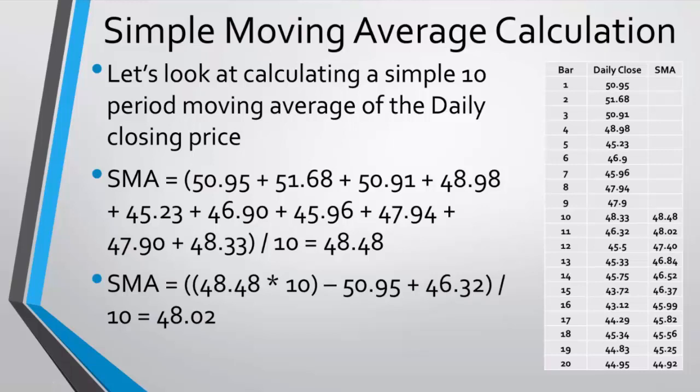Now, when you want to calculate the next one, the easiest way to do it is take that 48.48, multiply it by 10. That gives you your old sum. Subtract the first data point that's going to fall off, because as you move forward, the old data points are going to fall off. So 50.95 would fall off, so you'd subtract it, and you'd add in the next data point, which would be 46.32, and then again you divide it by 10. So that would give your new moving average of 48.02.